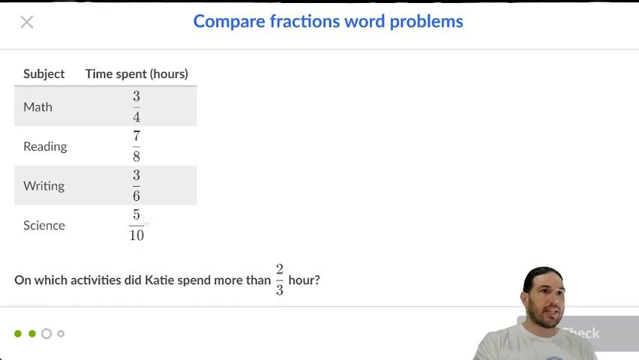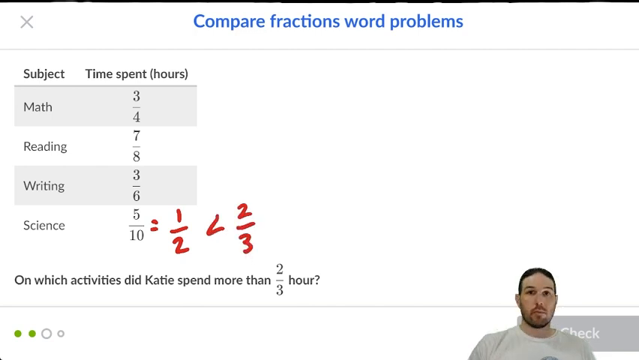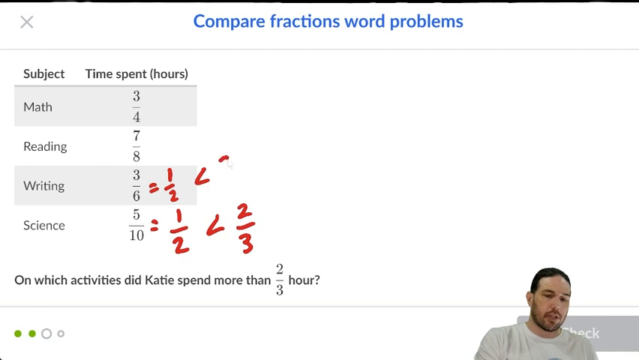I know that 5/10 is 1/2, right? 5 is half of 10, so 5 divided by 10 is the same thing as 1 divided by 2. 5/10 is equal to 1/2. That's definitely less than 2/3. Right? We've seen enough examples of 1/2 and 2/3 to be able to visualize in our head without having to draw it that 2/3 is bigger than 1/2. And in fact, 3/6 is also equal to 1/2. That's also less than 2/3.